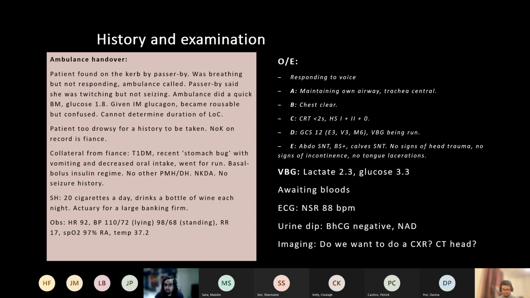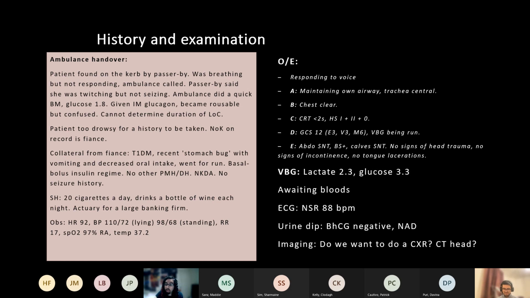Right. So quickly going over the stuff with Jessica. So we talked about the ambulance handover. So we've said they gave her glucagon. She became rousable, but she's still quite confused. From her fiance, we've got that they had a stomach bug, vomiting and decreased oral intake. She'd gone for a run. That's the last that he'd seen her.